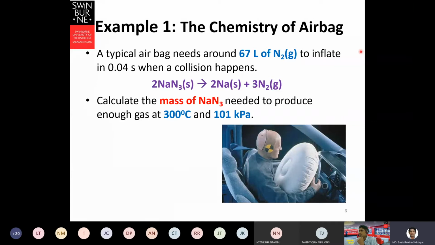So what we will do is, we know already that the stoichiometric ratio is 2:2:3, but here the more important thing is that we are looking for nitrogen gas production, so it is 2:3. If I use 2 moles of sodium azide, I will get 3 moles of nitrogen gas, right?